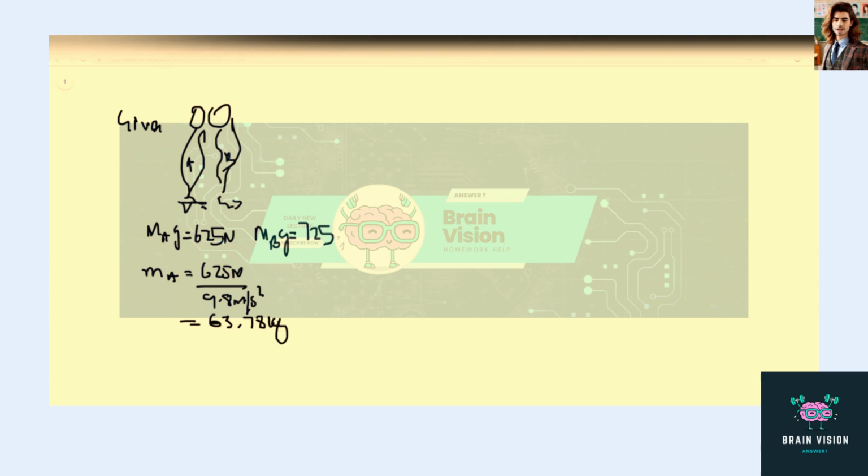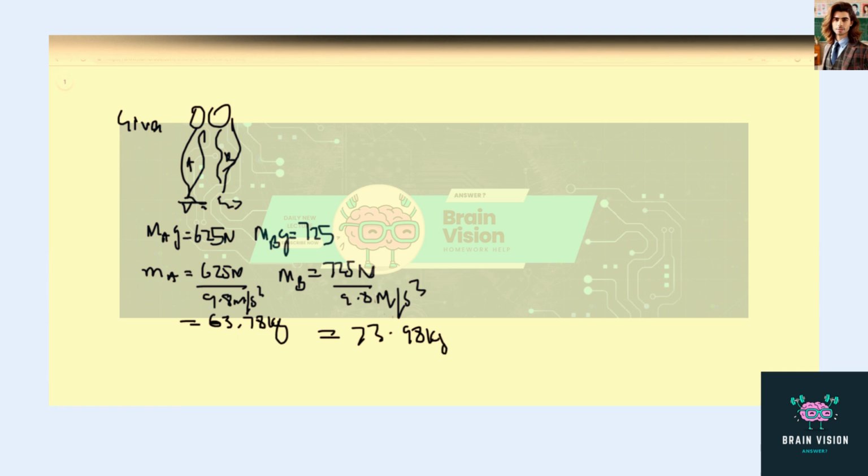And the mass of B happens to be 725 newtons over 9.8 meters per second squared, not kilograms, but meters per second squared. So I'll change that. And so the mass of B is going to be 73.98 kilograms. So that's the information we're given.